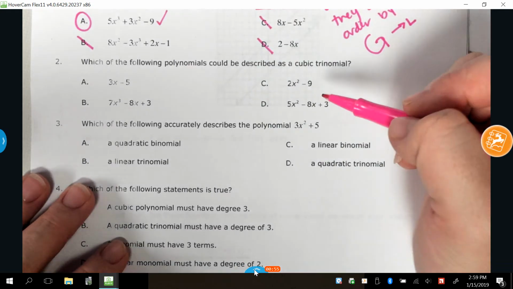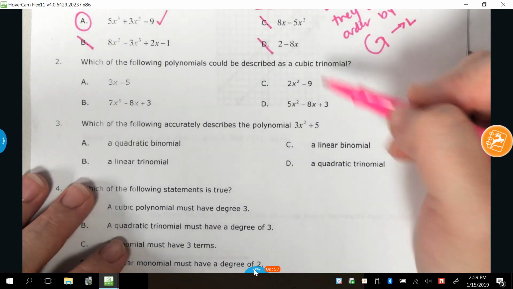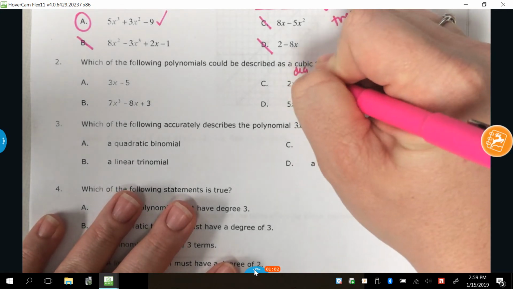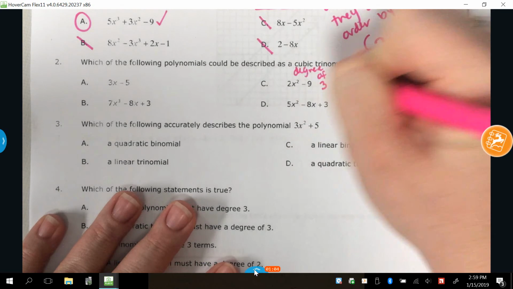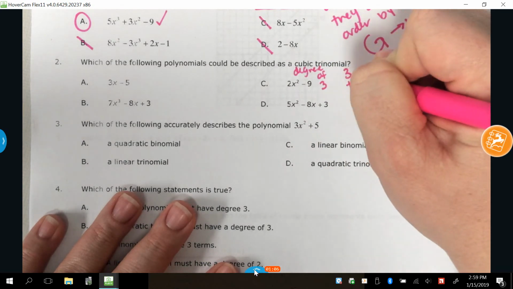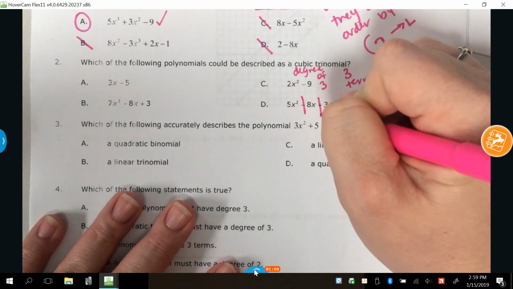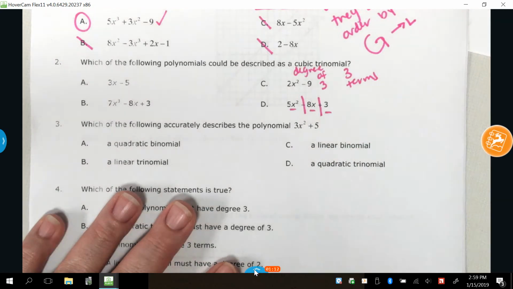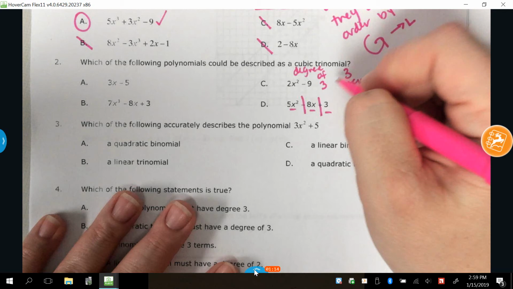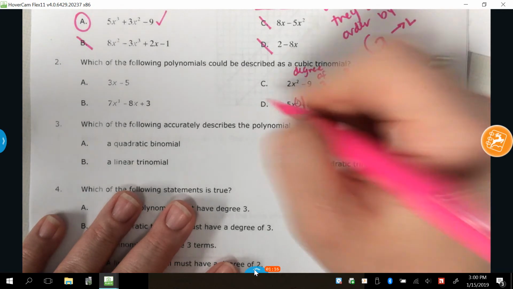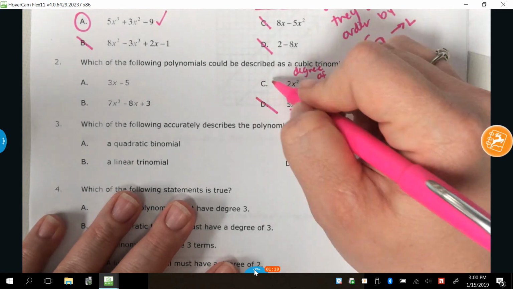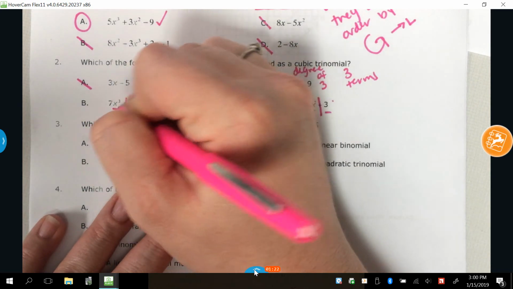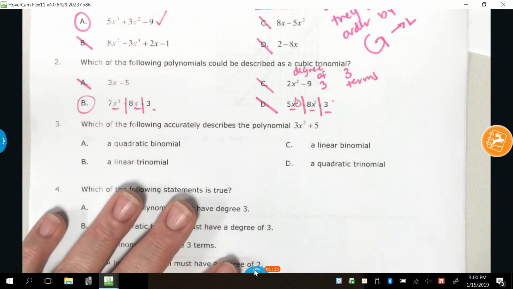Number 2, which of the following polynomials could be described as a cubic trinomial? Well, cubic means it has a degree of 3, and trinomial means 3 terms. So this has 3 terms, 1, 2, 3, because remember, addition and subtraction separate terms. Okay, so this has 3 terms, but it doesn't have a degree of 3. So this is not it. This has a degree of 2, this has a degree of 1, this has a degree of 3, and 1, 2, 3 has 3 terms.